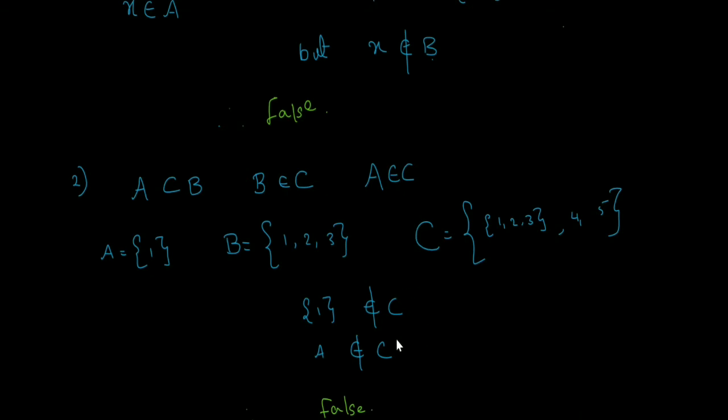I have given one example here saying that the given statement is false, because A is the set {1}. The 1 is not here. It is not necessary that it should be there. Still you can have B as an element of C. So this is a false statement.